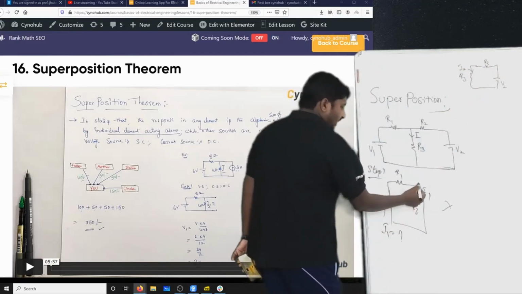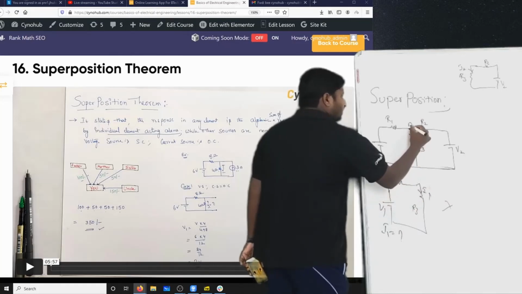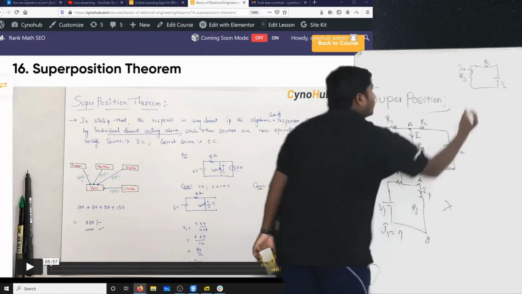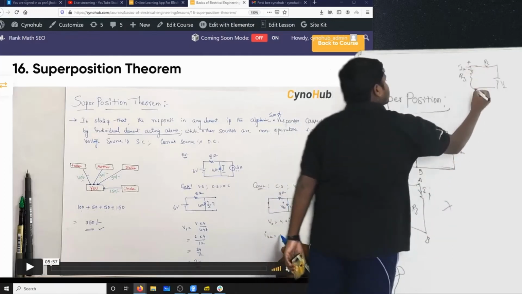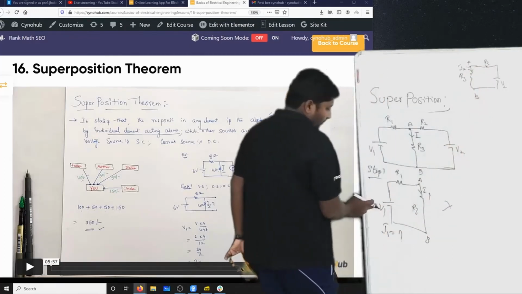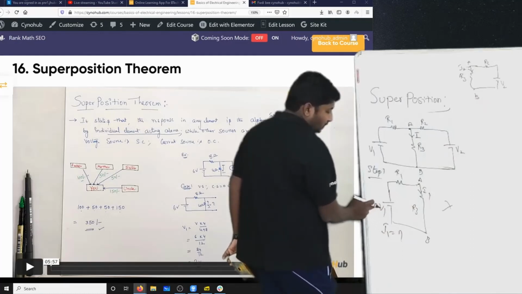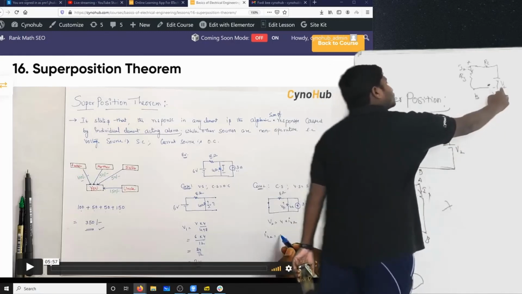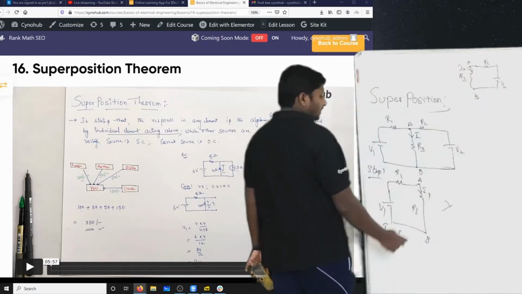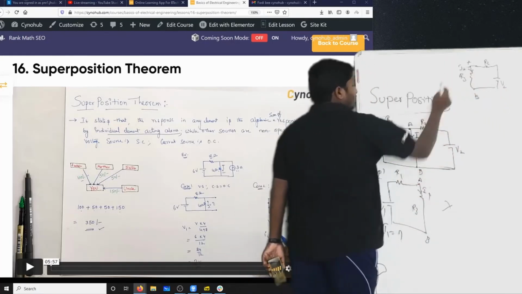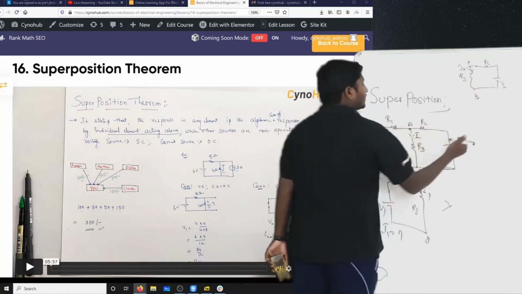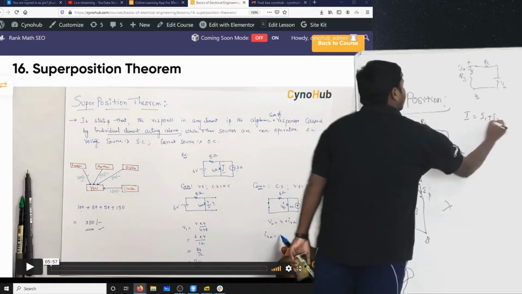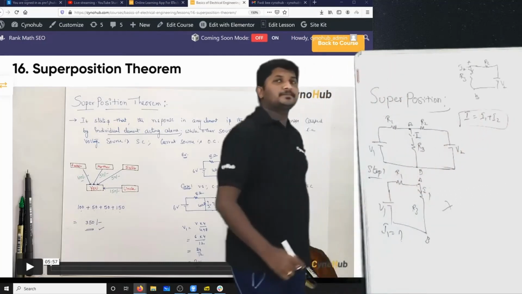So, in the same branch, maybe consider it is A and B. So, by activating the V1 source, I am getting I1 current, and by activating the V2 source, I am getting I2 current, and the sum of these two currents must be equal to the total current. So, I is equal to I1 plus I2. This is the superposition theorem.